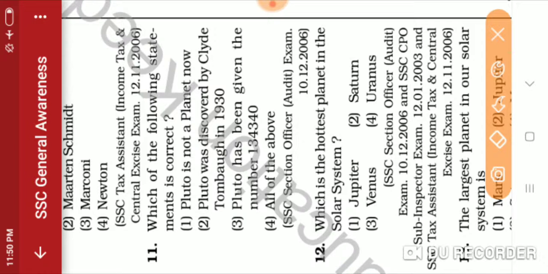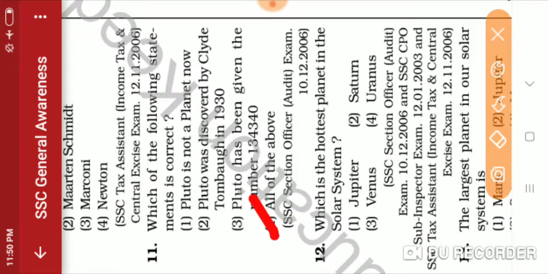Tombaugh, in 1930. It's correct. Pluto has been given the number 134340 when it was discovered that time only. The 134340 number has been given. So we will go with all of the above.